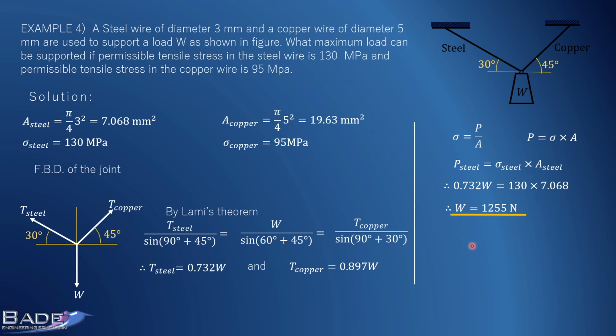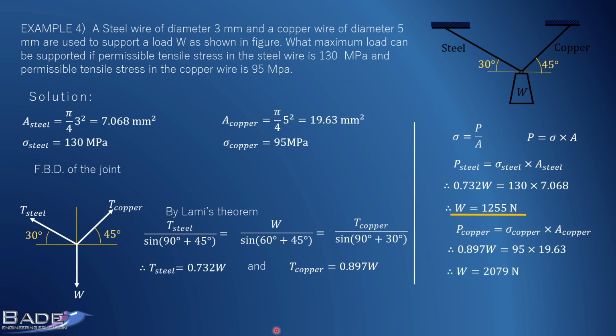Safe load on copper is equal to safe stress on copper into cross-sectional area of copper. So this load on copper must not exceed a certain value. So substitute here 0.897 W. That is equal to safe stress in copper and cross-sectional area of copper. So we got the answer. Weight W is equal to 2079 Newton.